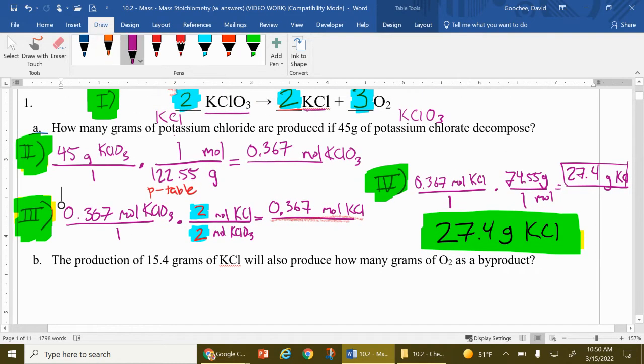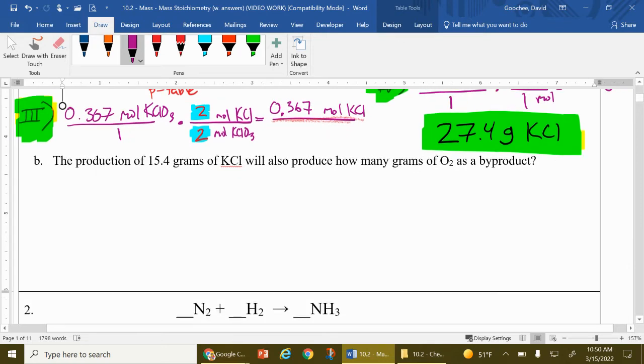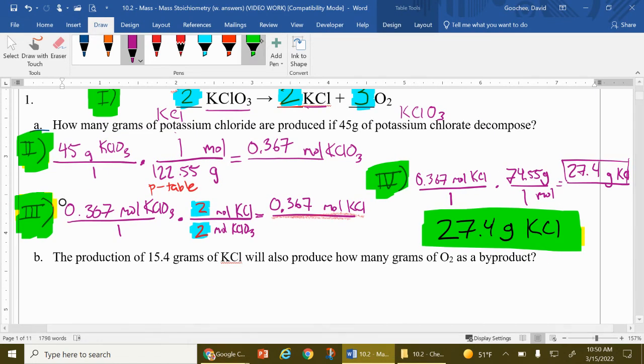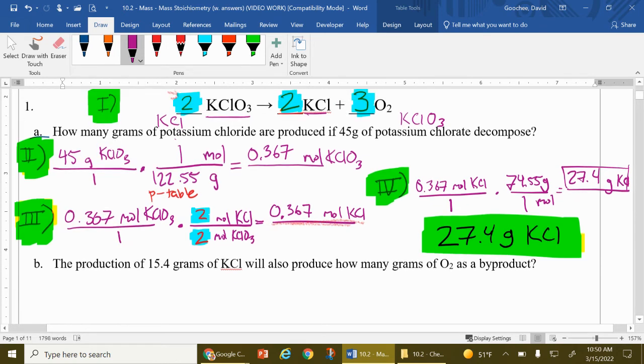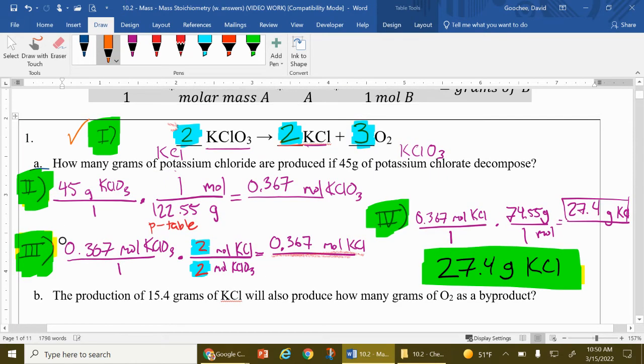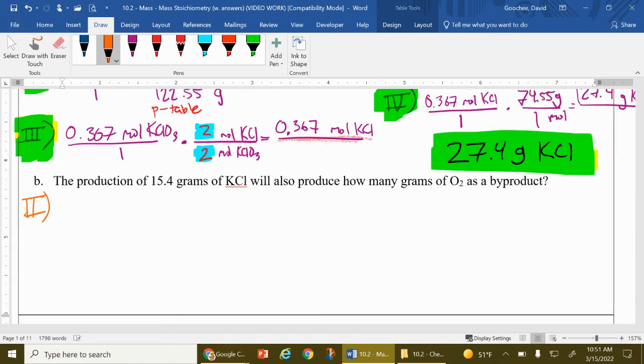Now, while A, I did exactly the same as your homework, B right here, I changed the numbers up a little bit. Did I? No, I didn't actually. I just went with the same one. Let's do this. All right, so here we go. Part B. The first step is to balance the chemical equation, which we already did. Check. Now on to the second step, which is to turn our starting amount into moles.